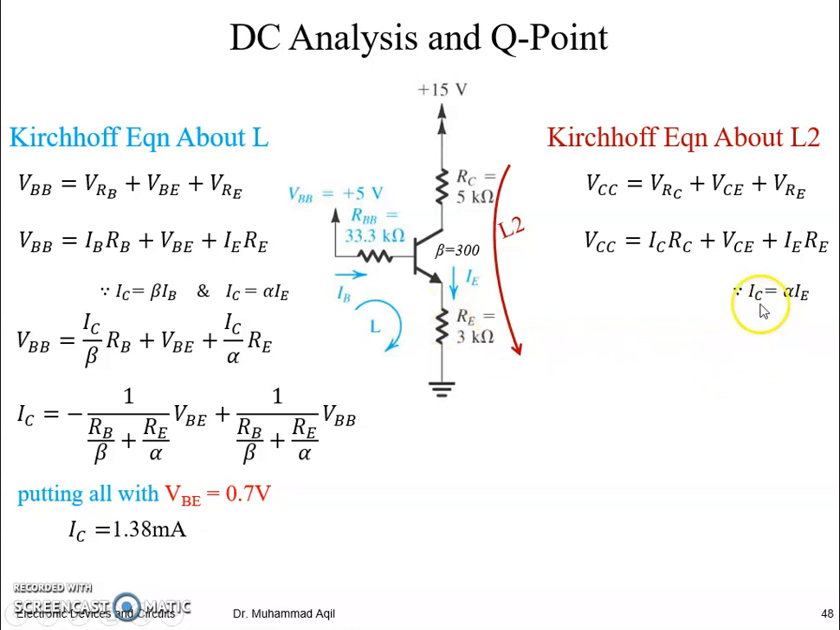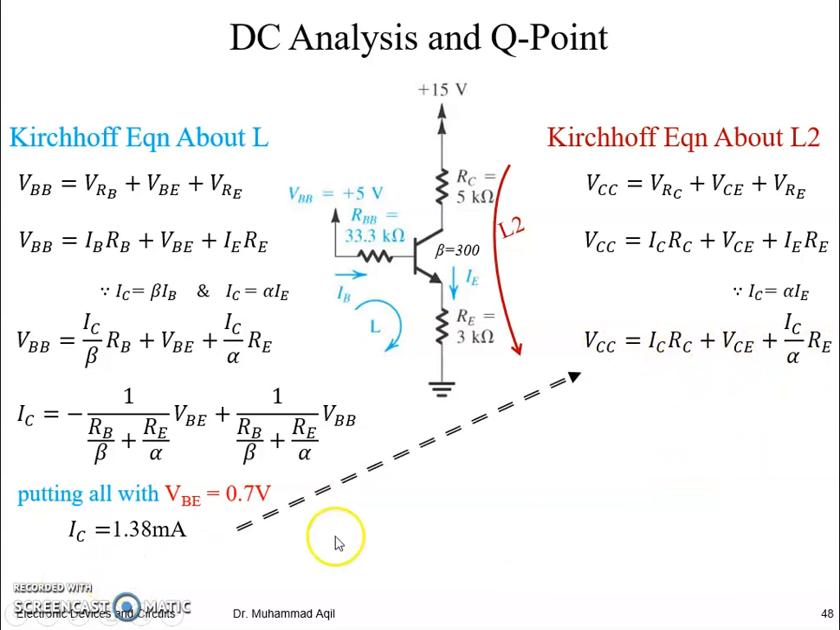And we already know that IC is equal to alpha IE, so instead of IE, we can write IC by alpha. And now we already have this IC computed for this whole amplification circuit. We know the RC, we know RE, we know alpha, we know VCC, so we can find VCE. By putting in these values, we have found VCE is equal to 4 volt.